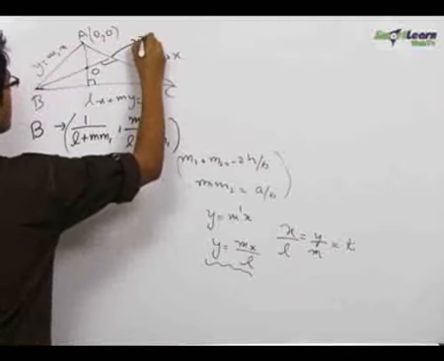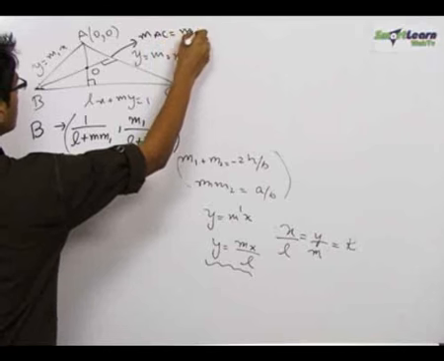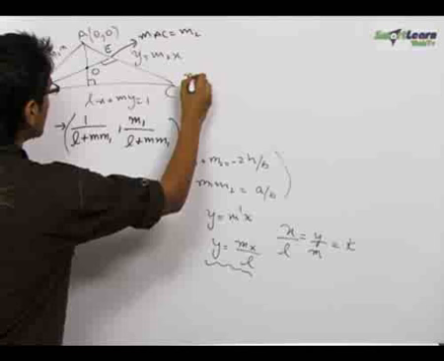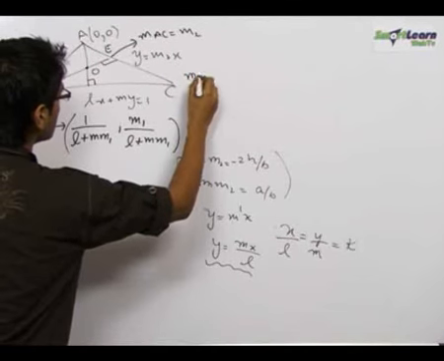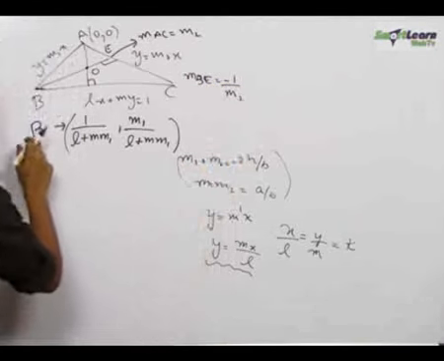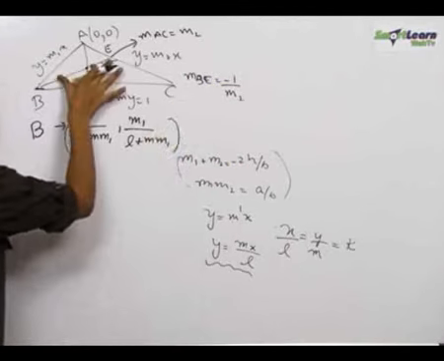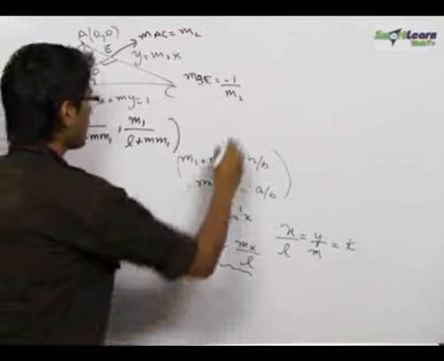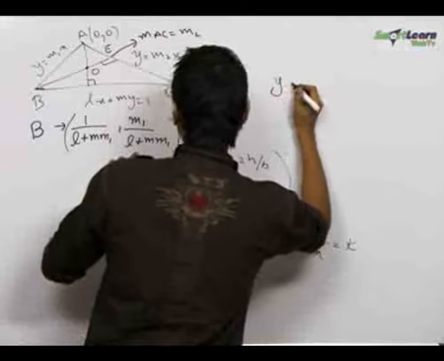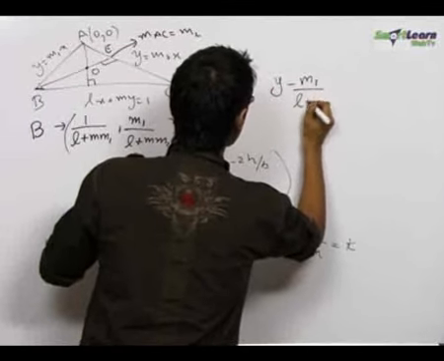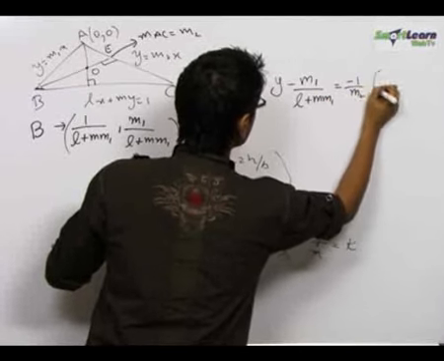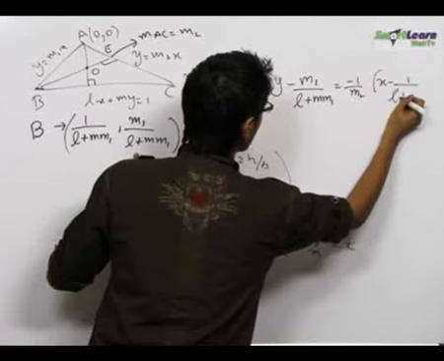Now we know the slope of AC as m2. So the slope of BE, which is perpendicular to AC, will be equal to the negative reciprocal, which will be equal to minus 1 upon m2. So we know the point B, we know the slope of BE, so we can very easily write the equation of BE as y minus m1 upon (L plus mm1) equals minus 1 upon m2 times (x minus 1 upon (L plus mm1)).